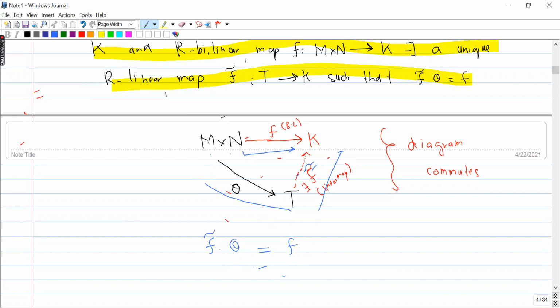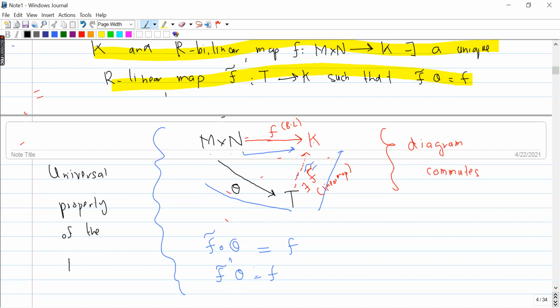Here I am writing the composition for now, but later I will not write it. I will just write it like this, and you will understand by yourselves what it means that f tilde composition theta is equal to f. So actually this is the universal property of the tensor product. So we can identify an R module T as the tensor product of M and N with the help of this property.